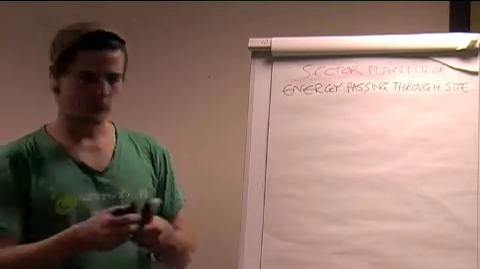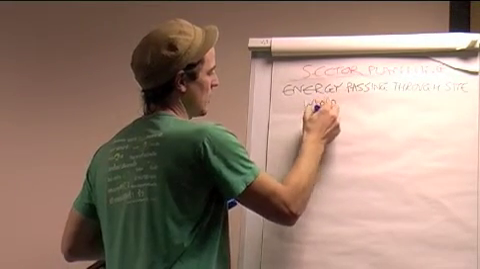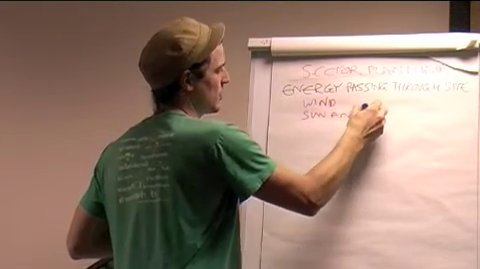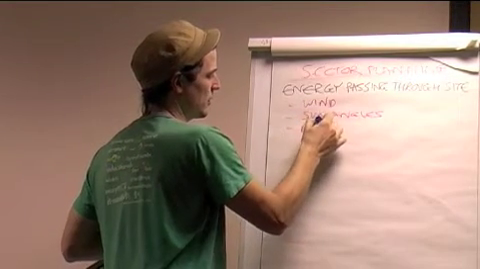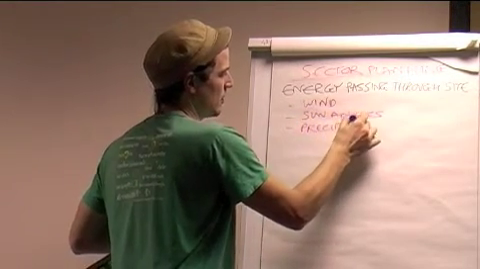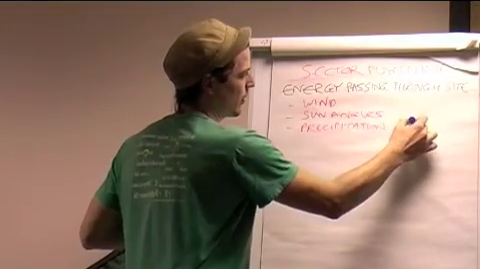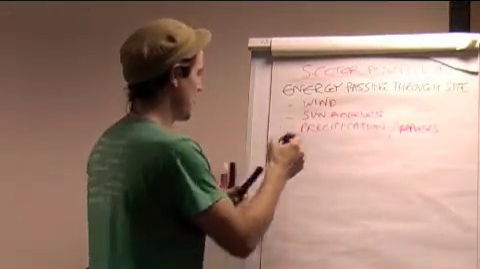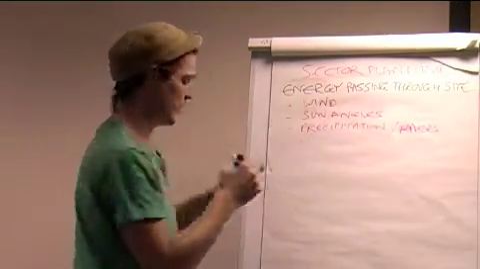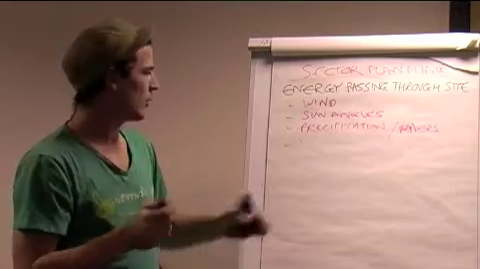Wind. Sun angles, so winter and summer sun angles are quite different. Water, so precipitation, condensation, and also water bodies, like rivers. Air, so wind, and temperatures of air.